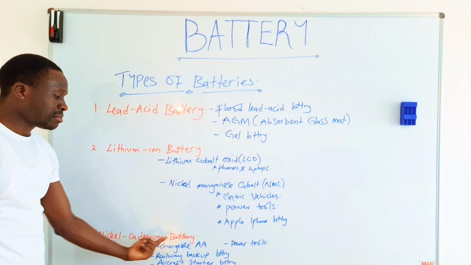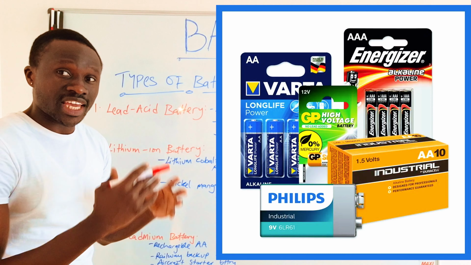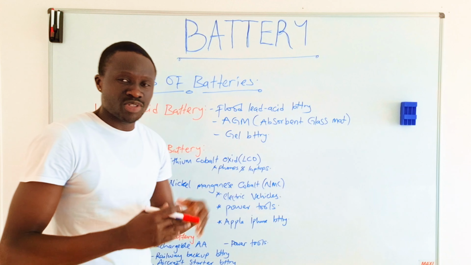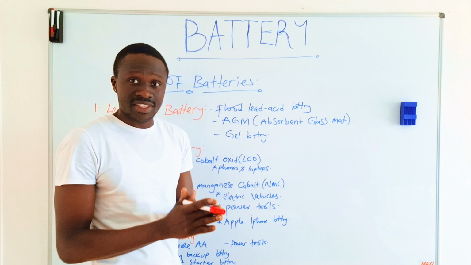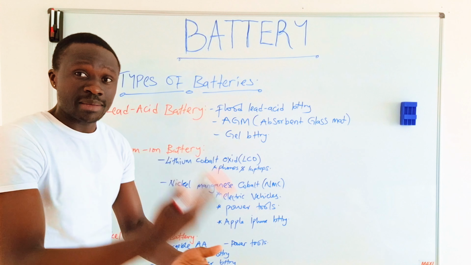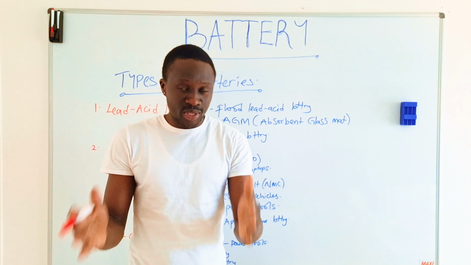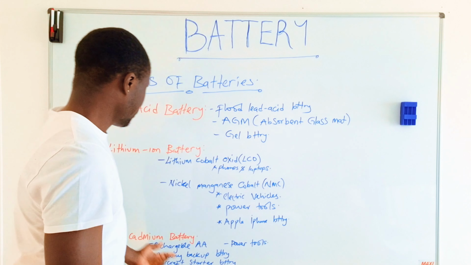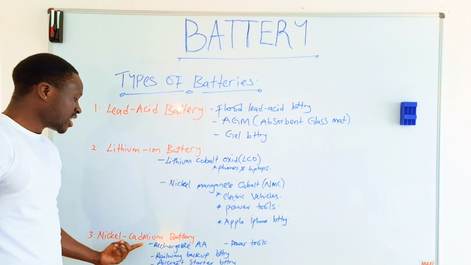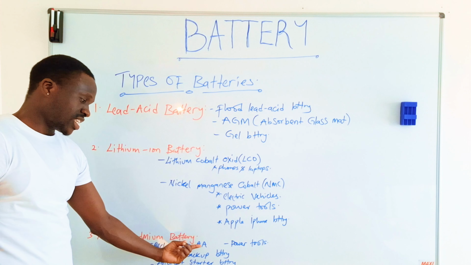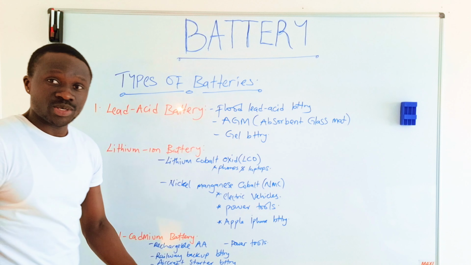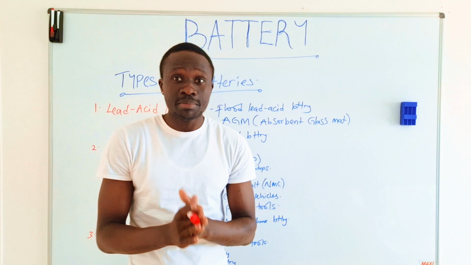Nickel cadmium battery. These are the rechargeable AA ones, which you can use in cameras. I'm just giving you types of batteries, but we have the one we use for solar, okay? These nickel cadmium batteries are used in AA, the rechargeable ones. They are used in railway backup, okay?